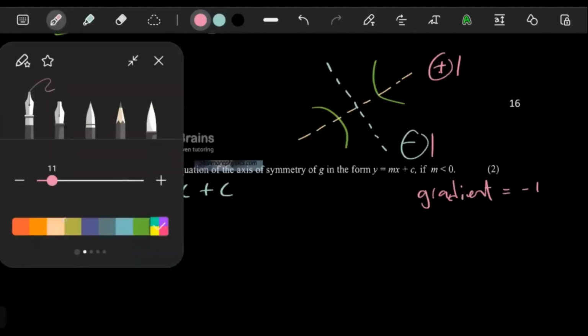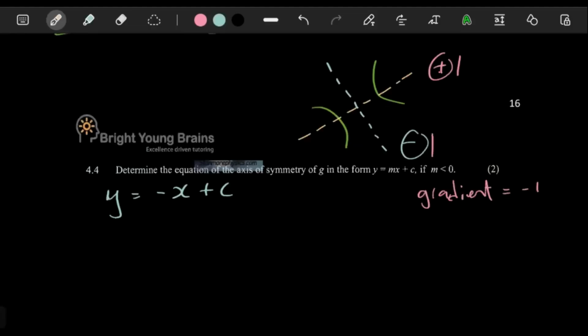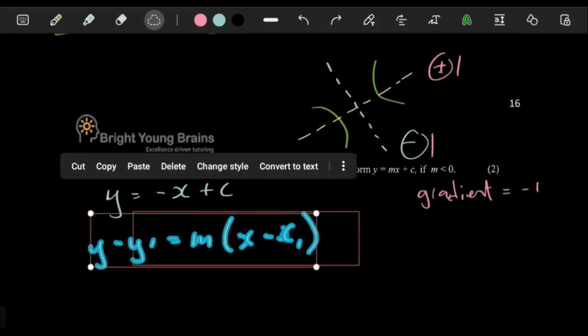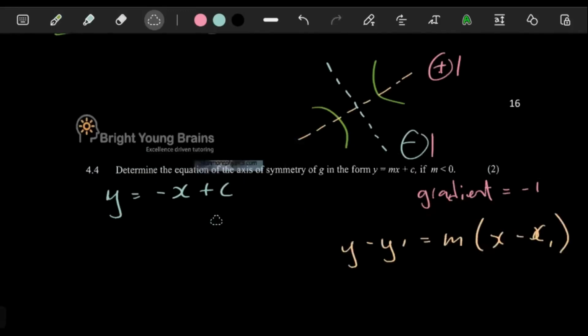The easiest way to get the y-intercept is to remember that you can use this format to get the equation of a straight line. This format allows you to get the value of c if you just throw in a coordinate that the graph passes through. You can actually just do it here also, or you can do it in this format, whatever floats your boat. But for the sake of what we have done so far, might as well just work out c here by throwing in a coordinate that the graph passes through.